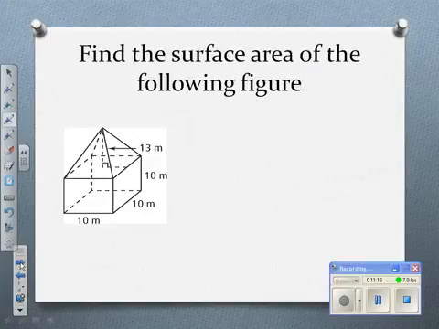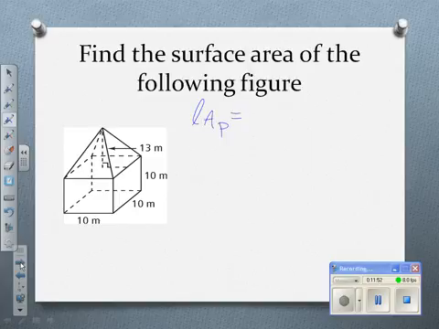All right. Here I've got a composite figure that I need to find the surface area for. But what I want you to notice is that what we really need is the lateral area of the cone, because the base of that cone is connected to one of the bases or one of the sides of the cube. It's a cube because all three sides are the same. So really, for the pyramid, I just need the lateral area. So we can find the lateral area of the pyramid.